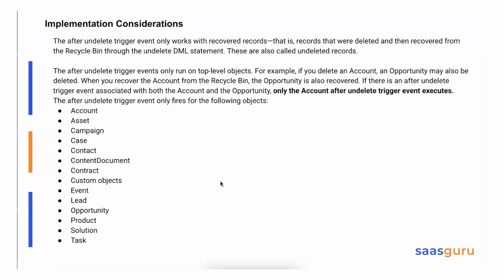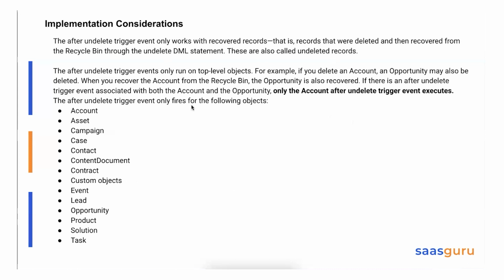We also need to keep in mind that the undelete trigger only works for top level objects. For example, if an account is deleted, the opportunities will be automatically deleted. Now if I recover the account from the recycle bin, as usual all the opportunities will be automatically undeleted, but the trigger will only fire on the account, which is the master, the top level object. So this is something I will suggest.